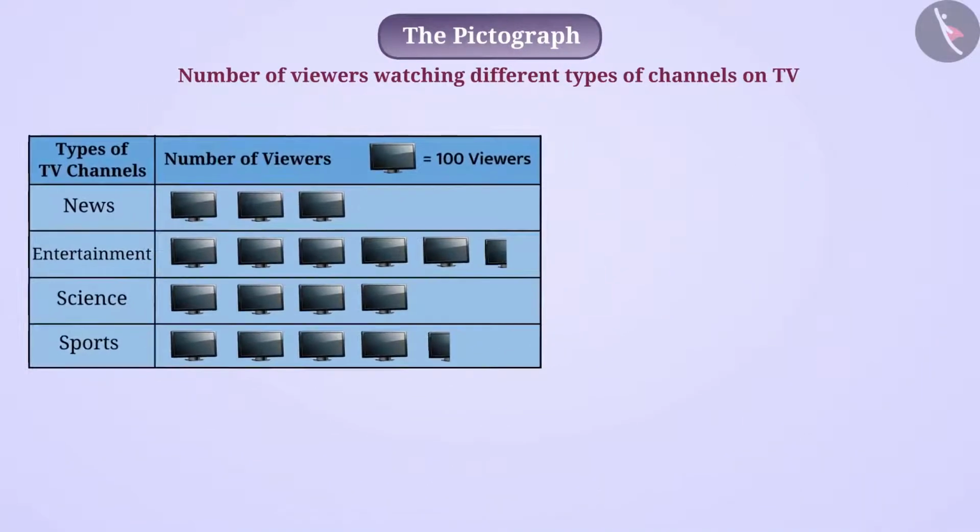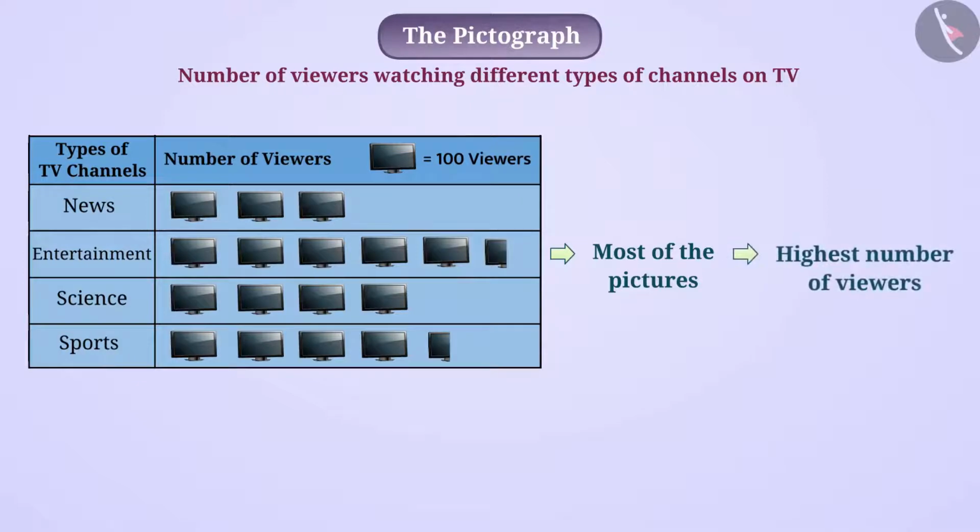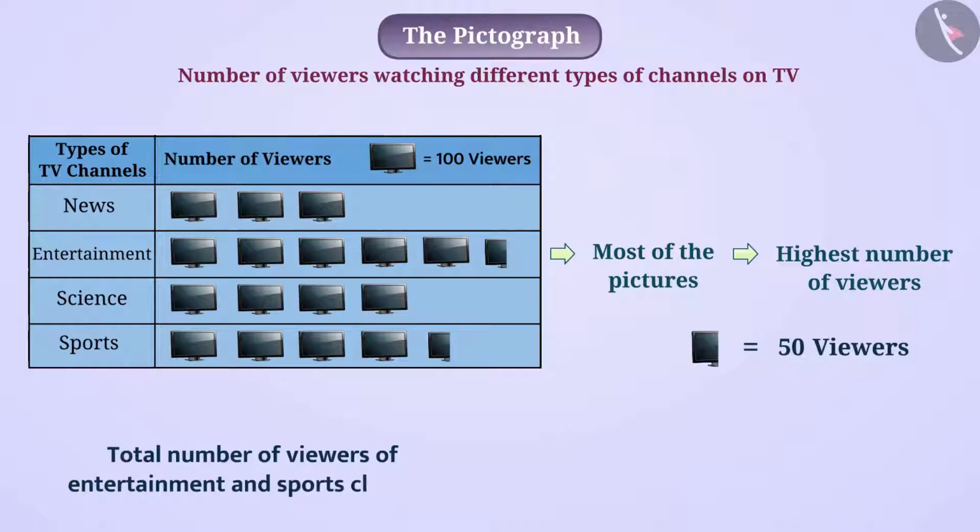Information can be obtained just by viewing the pictograph. As most of the pictures here are in entertainment row, so we can say that among all channels, the highest number of viewers are of entertainment channels. The difference in the number of viewers of science and sports channels is represented by half picture, which represents 50 viewers. Can you tell us the total number of viewers of entertainment and sports channel?